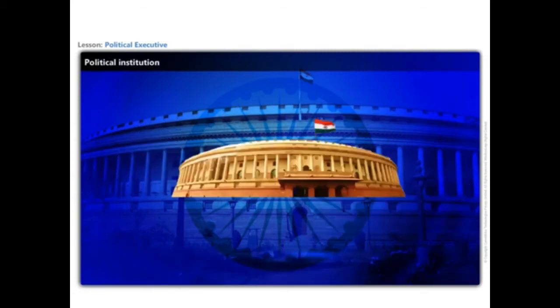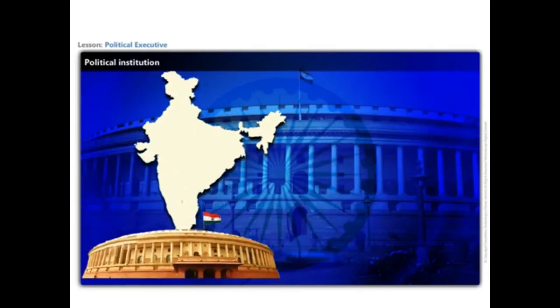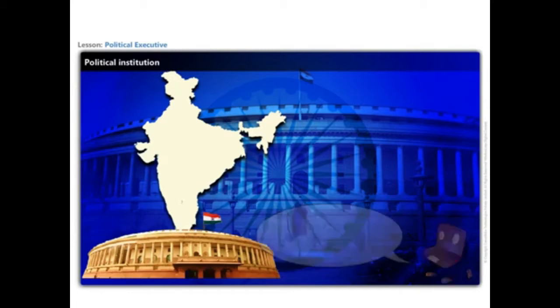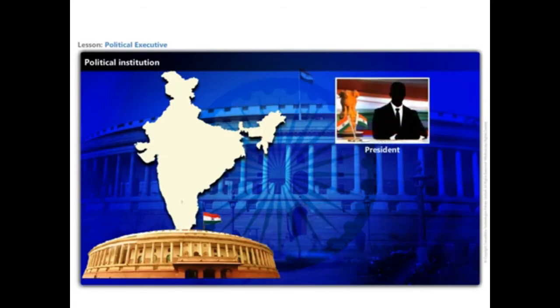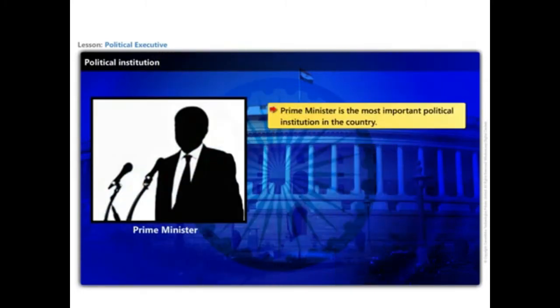Being a parliamentary form of government, India has a separate head of state and a separate head of government. Who heads the two forms of government? The head of state is the President of India and the head of government is the Prime Minister. Prime Minister is the most important political institution in the country.